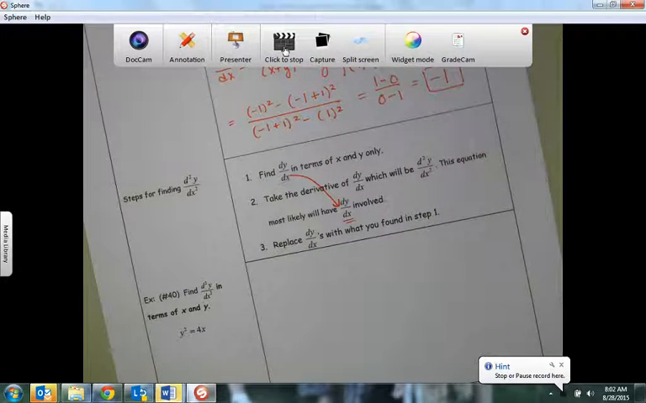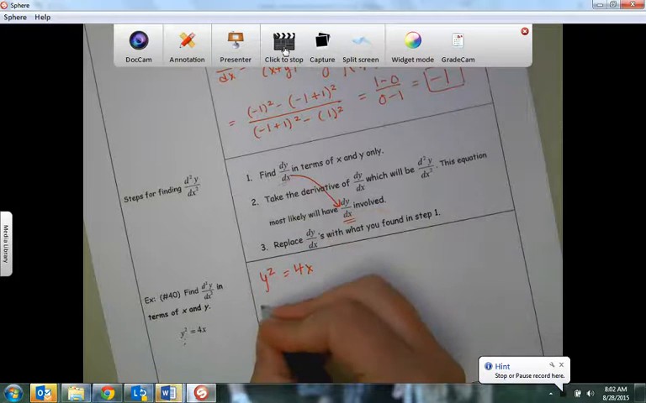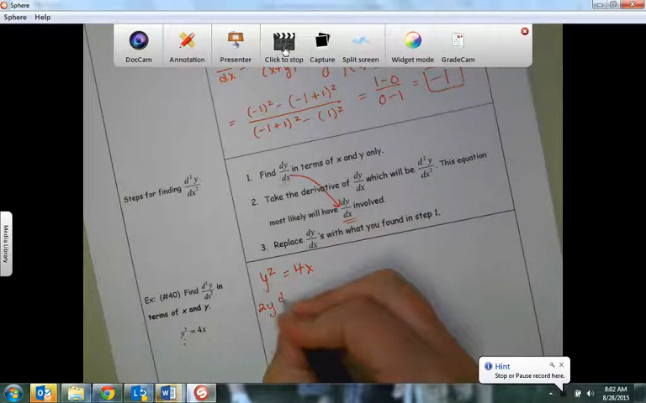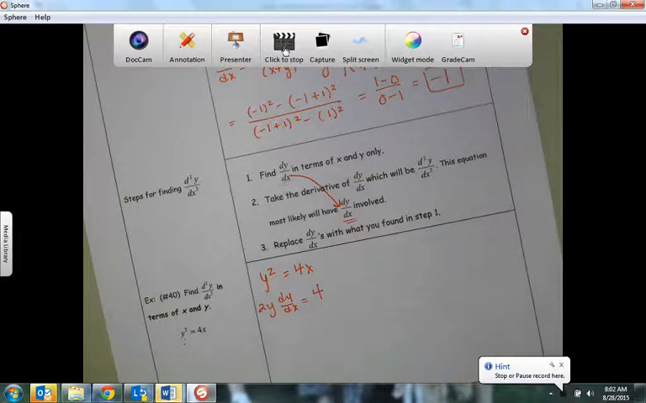Okay, so let's look at this first one. If I solve for y, it'd be plus or minus a square root. I don't want to deal with that. So we're going to go ahead and do implicit differentiation. So we're going to take the derivative. So that's 2y dy dx equals 4. So solve for your dy dx.